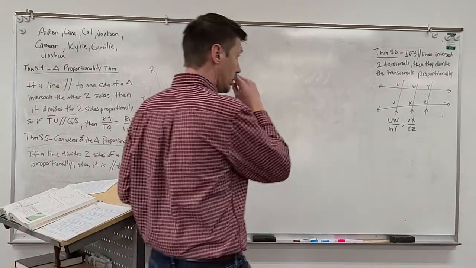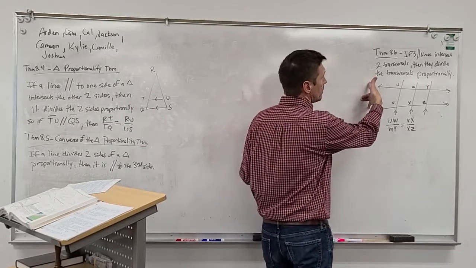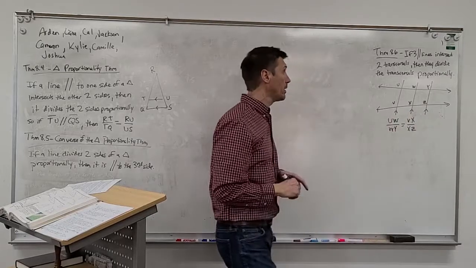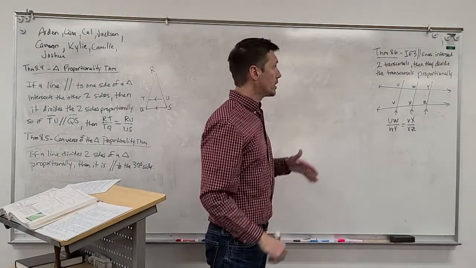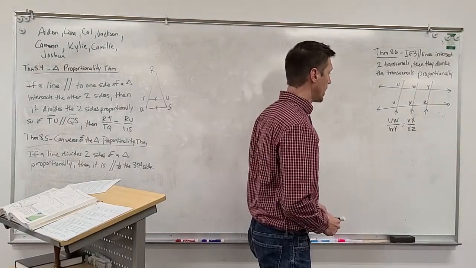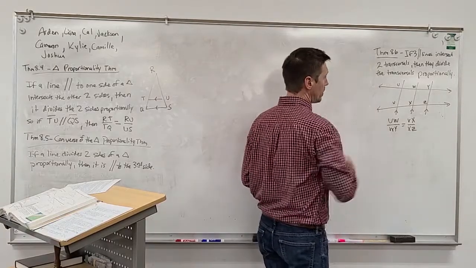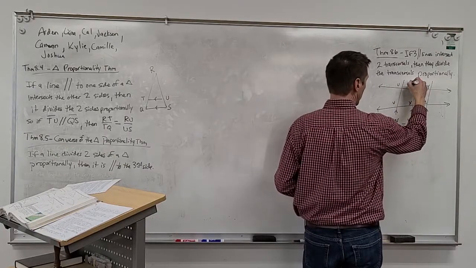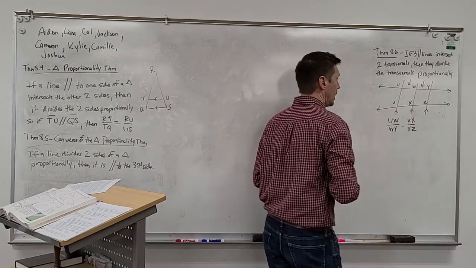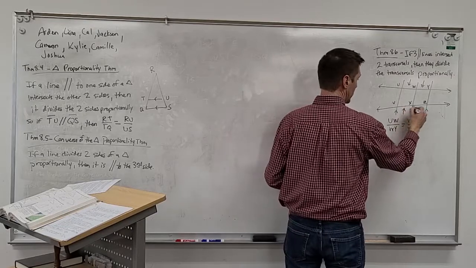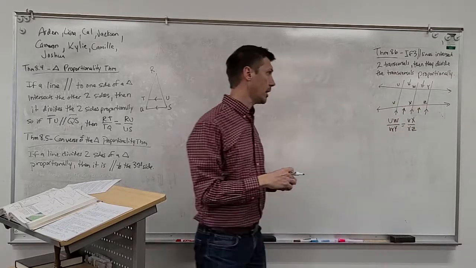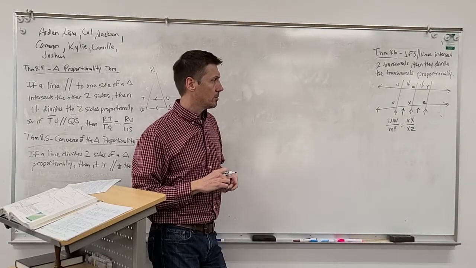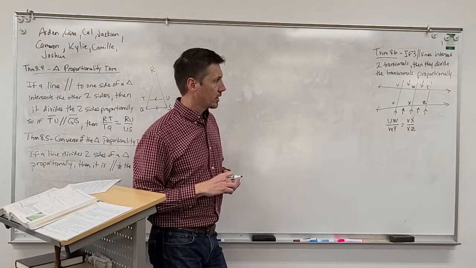So notice here I've got 3 parallel lines. We know that because I've got the arrows on here, right? 3 parallel lines intersecting 2 transversals, and what that means, based on this theorem, is that the ratio of this length and this length has got to be equal to the proportion of this length to this length. So UW over WY has to be equal to VX over XZ.